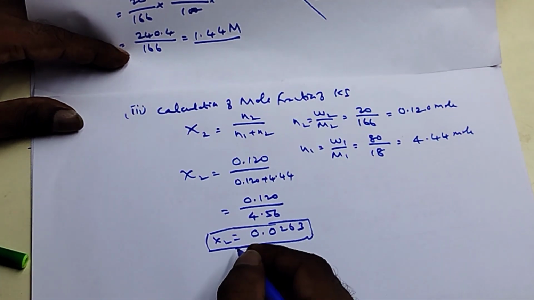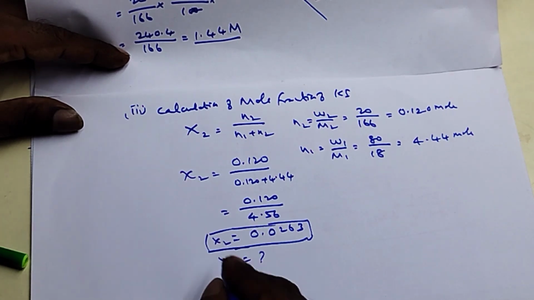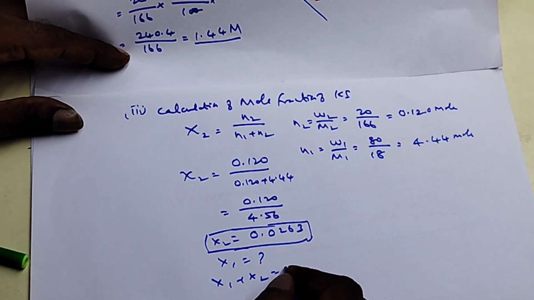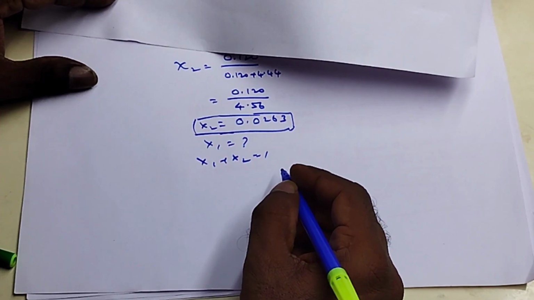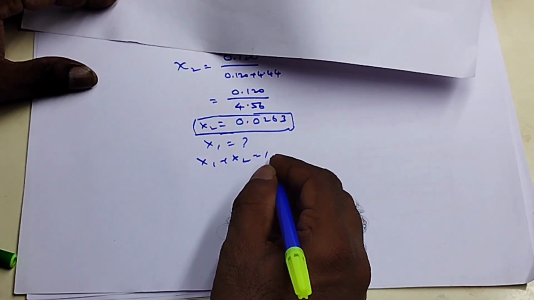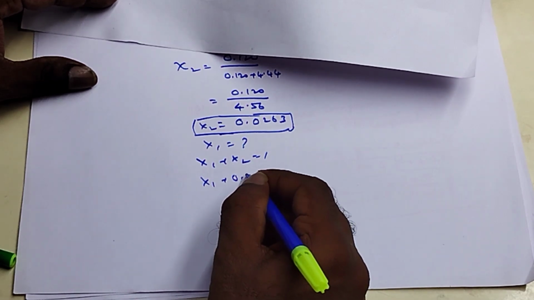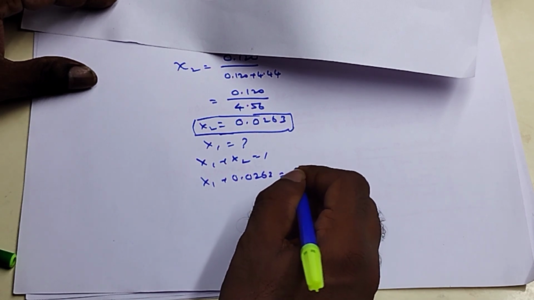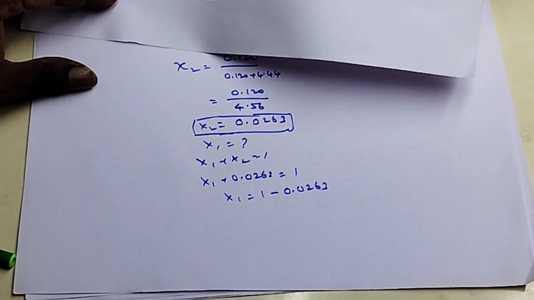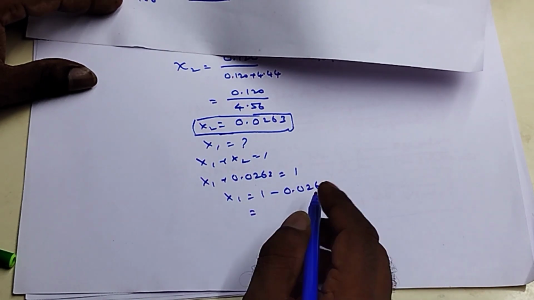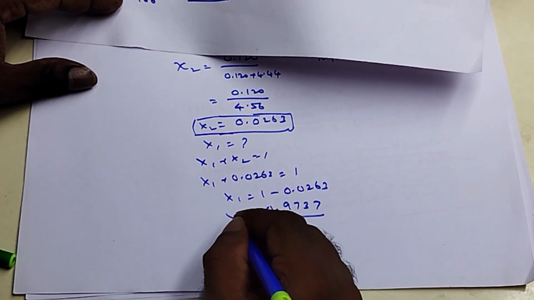Suppose the question is the mole fraction of solvent. How can you find it out? If they are asking for Chi1, you have to use the formula Chi1 plus Chi2 equal to 1. Already we know Chi2, so Chi1 plus 0.0263 equals 1. Then Chi1 is equal to 1 minus 0.0263. If we subtract, we get 0.9737. That is the mole fraction of solvent.